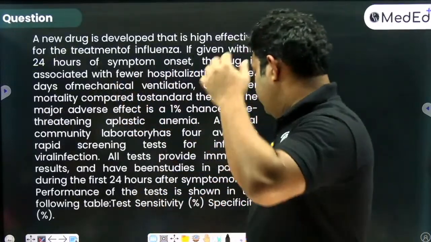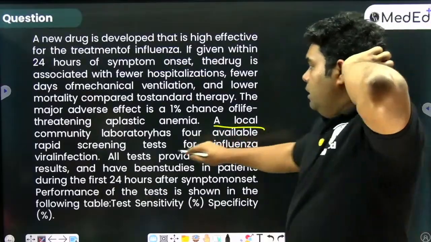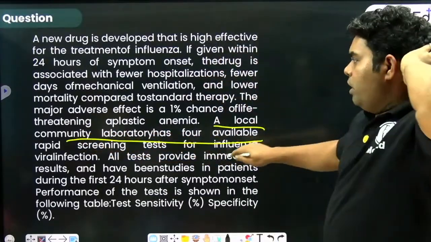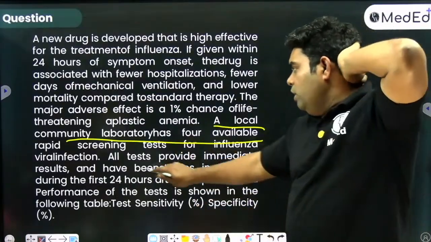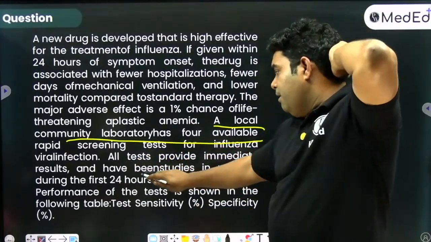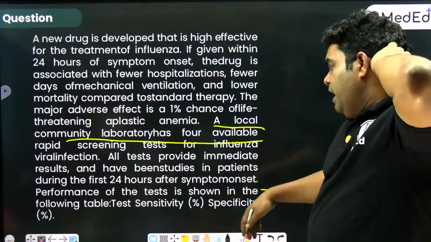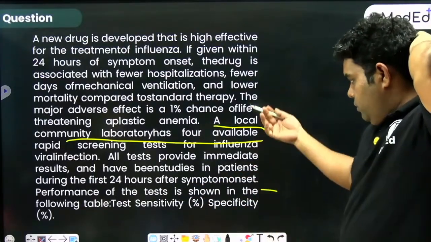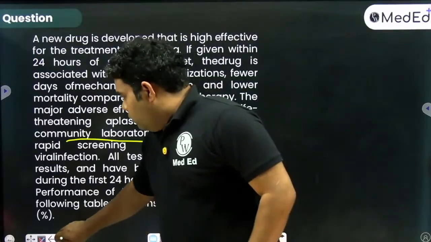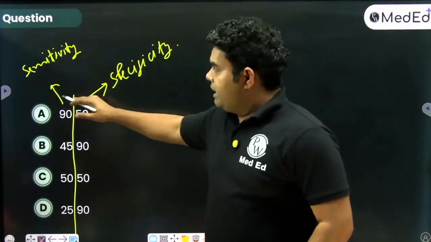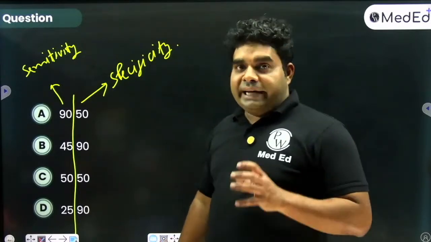Let me read the last line first. The question is, in a local community laboratory, 4 rapid screening tests for influenza were available. All tests provide immediate results and have been done in 24 hours. Now they have given a table and they have written test sensitivity and specificity. So which test sensitivity and specificity order will you choose for doing the test?